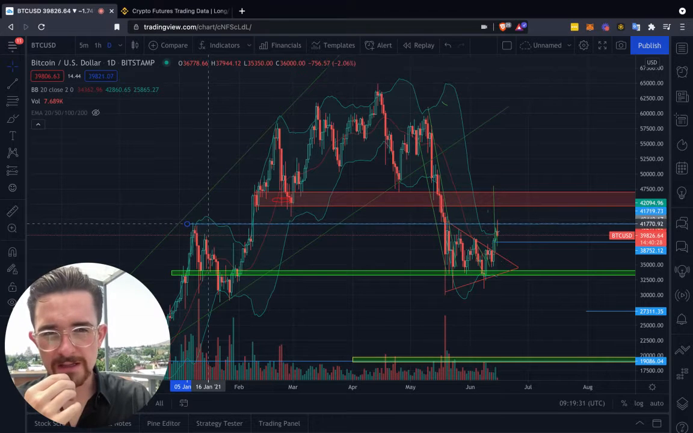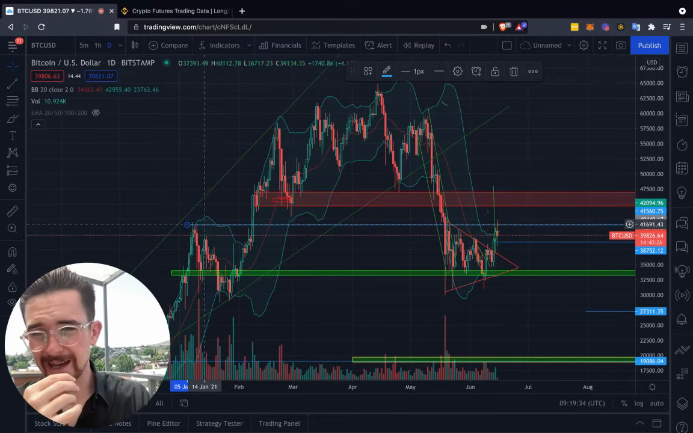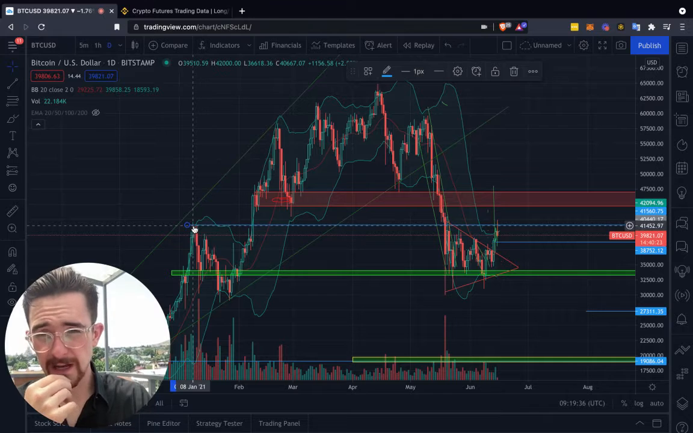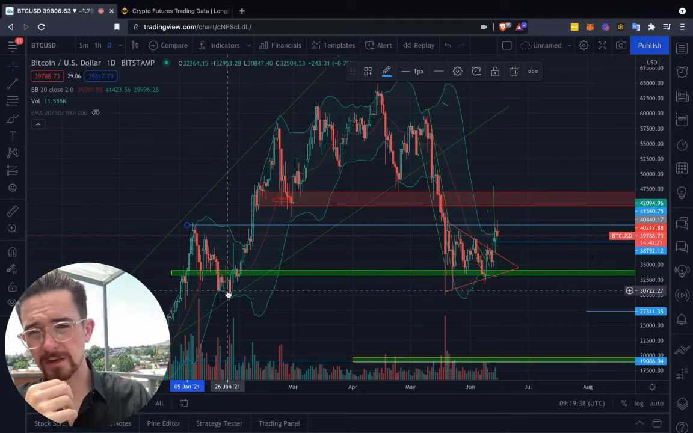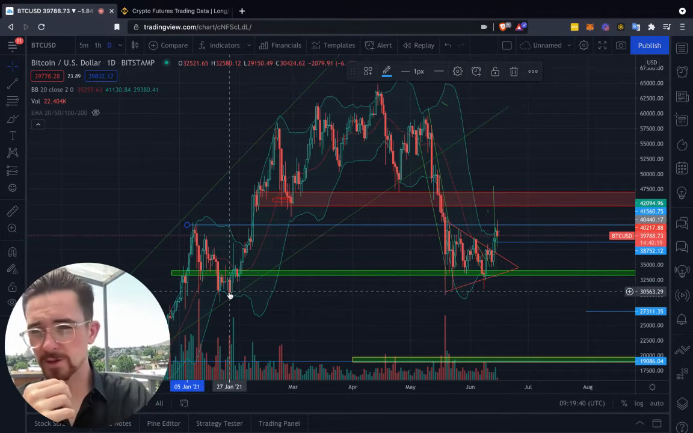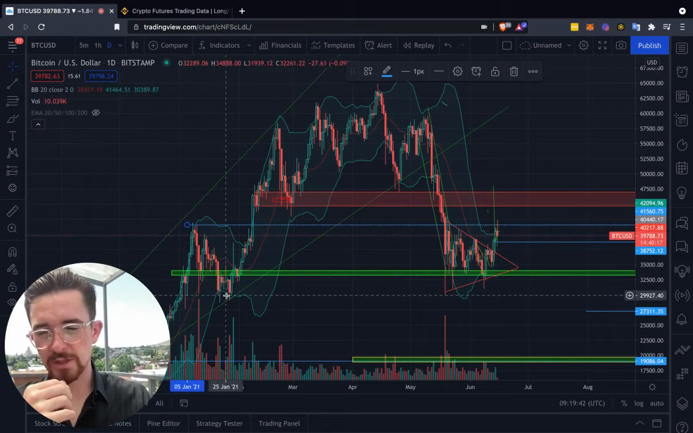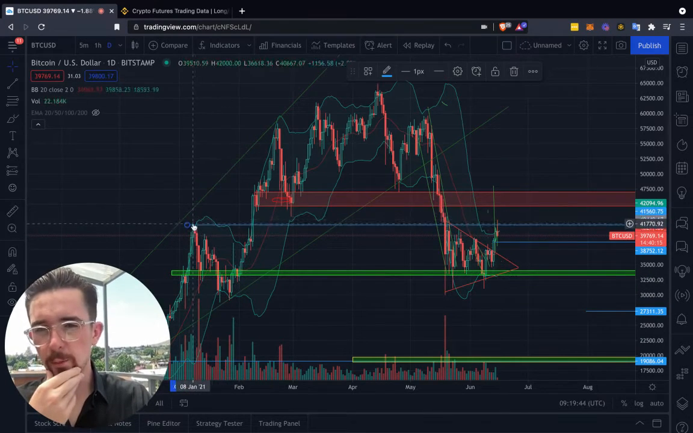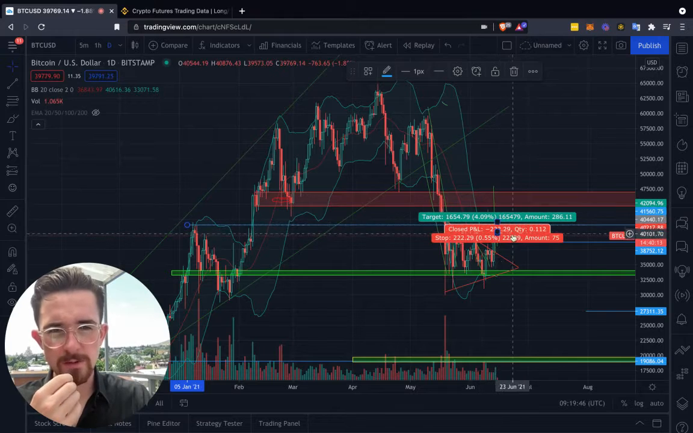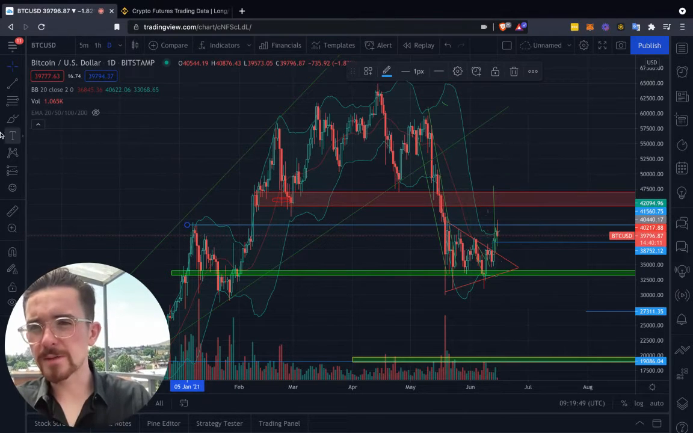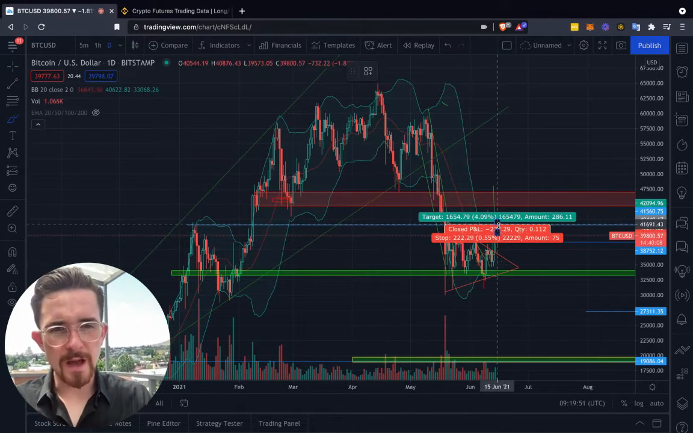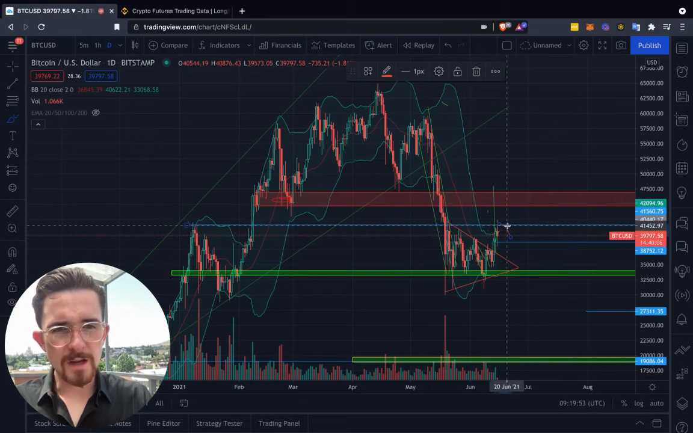right? So this is a level right here that we got rejected at back here in January, and we kind of bounced down here. That was the bottom of this triangle, right? So this area in general is very, very important. But we could get rejected right here in the short term, maybe bounce down off of these levels and move up. So if we saw something like that happening, I would be looking for a nice little trade position.